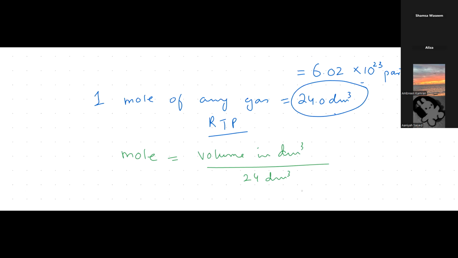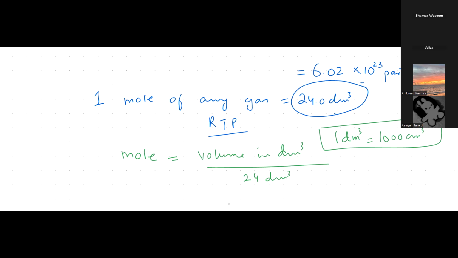1 dm³ contains how many cm³? It is 1,000 cm³. So make sure that whatever volumes you are getting, you convert them properly. You know that dm³ is bigger than cm³. Suppose we have got 12 cm³. To convert a smaller unit into a bigger unit, you have to divide it by 1,000. Are you getting this? Yes, Miss.